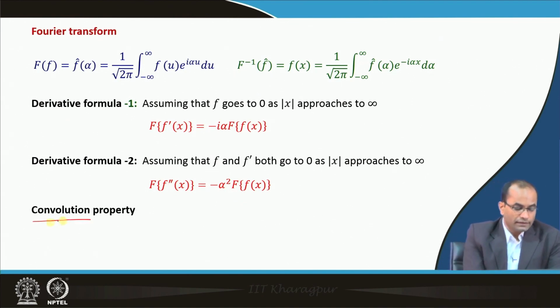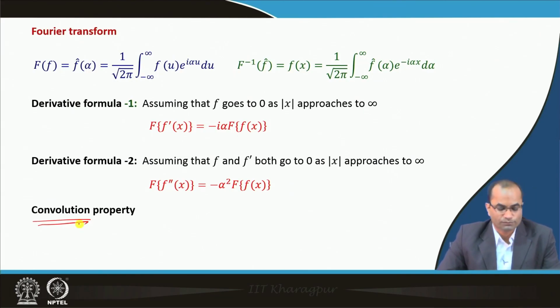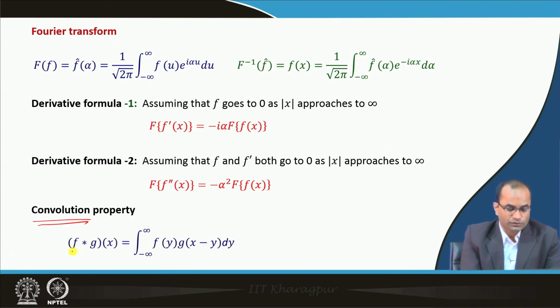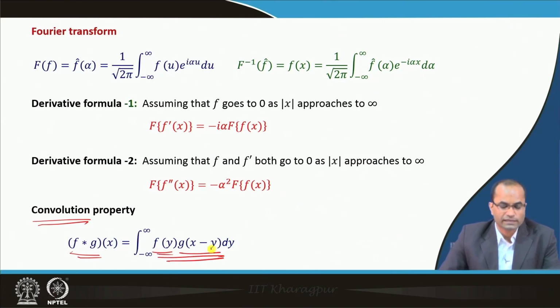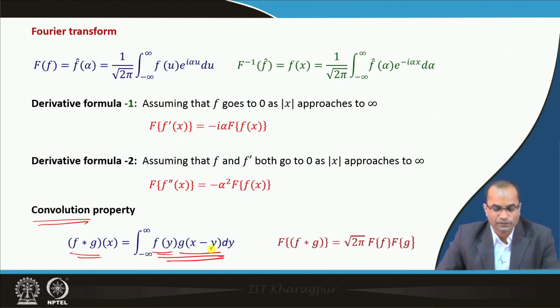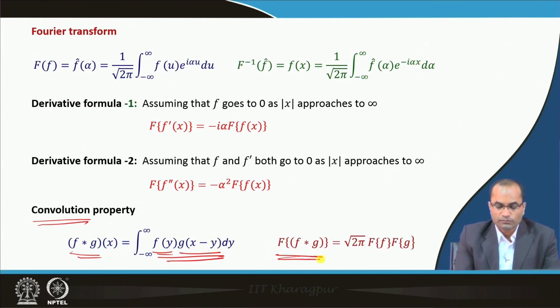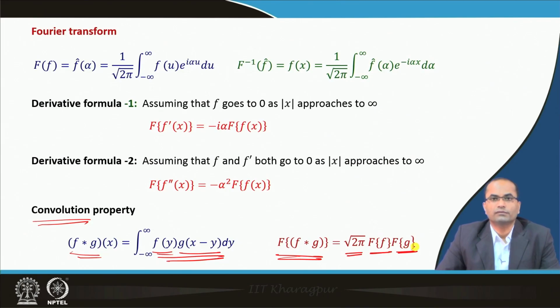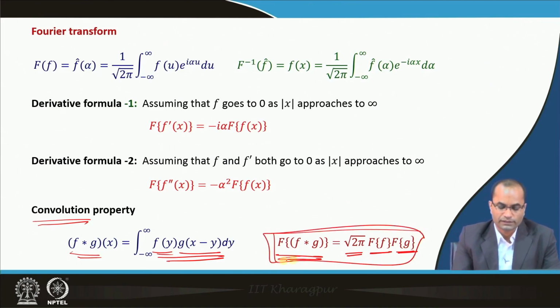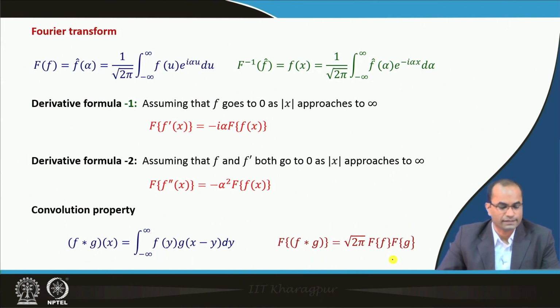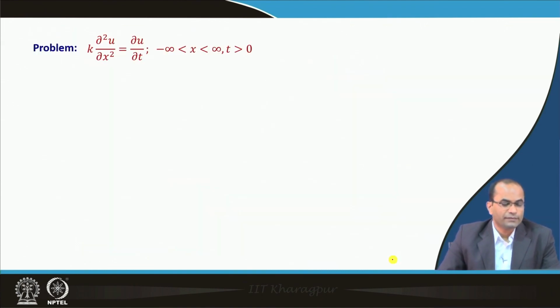So, here we will also use the convolution property, which, just to recall, was the convolution integral, where we have f(y) and g(x minus y) as the integrand. The Fourier transform of f star g is given as square root of 2 pi times the Fourier transform of f multiplied by the Fourier transform of g. That was the convolution property, and we have already discussed it in previous lectures. So, now we will get back to the problems.